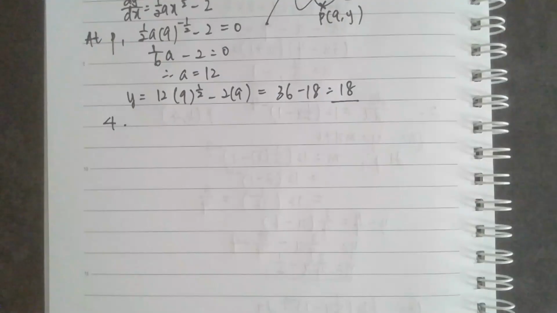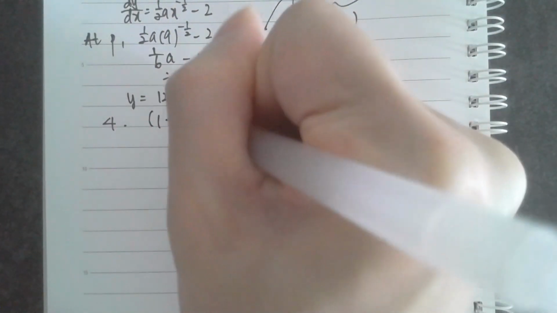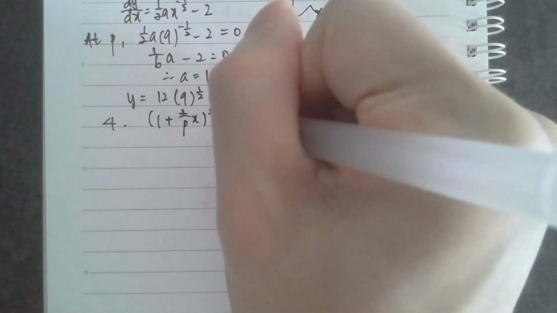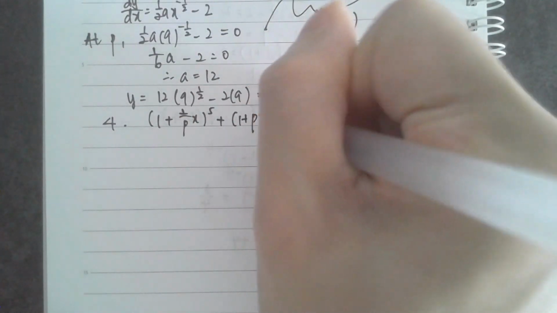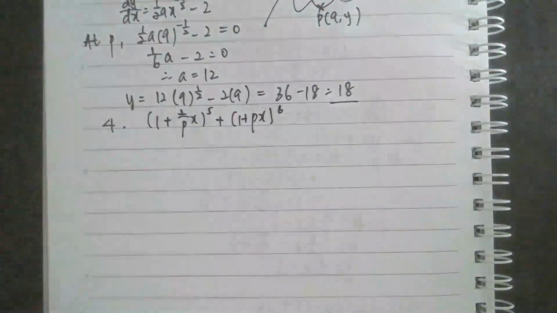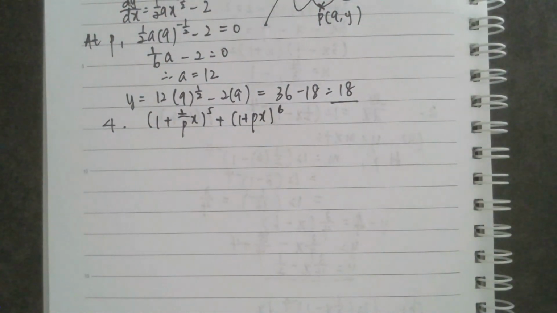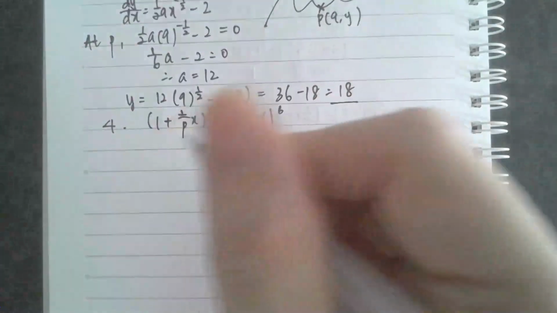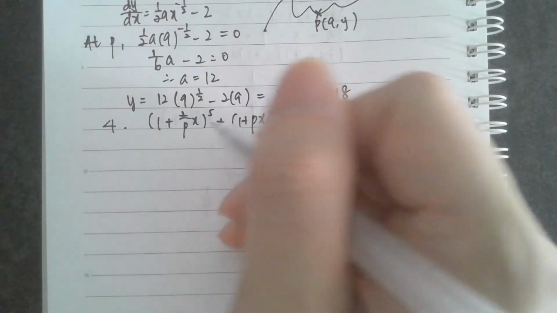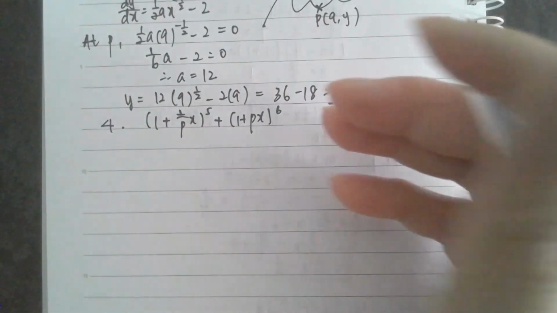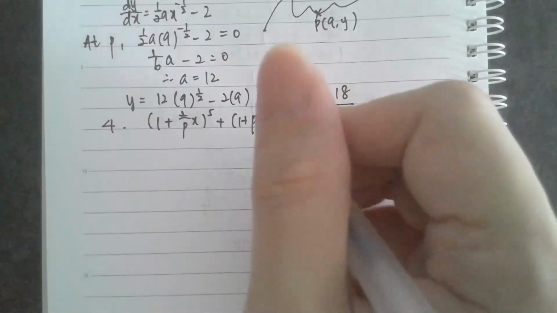And now let's look at question 4. Question 4 says that the coefficient of x squared in the expansion of (1 + 2/(px)) to the power of 5 times (1 + px) to the power of 6 is 70. So find the possible values of the constant p. First of all, inspect the problem. You have 1 and 2 over px to the power of 5, and you have 1 here. So we can safely draw out the x term by using the formula.